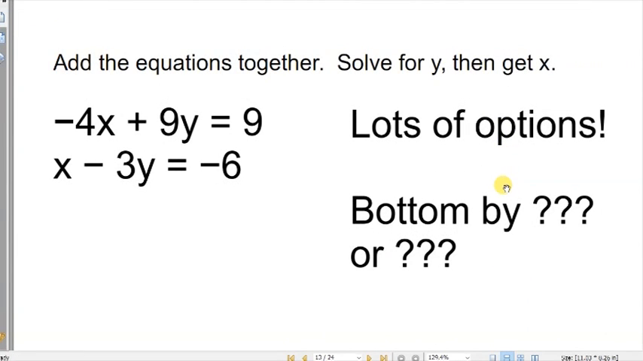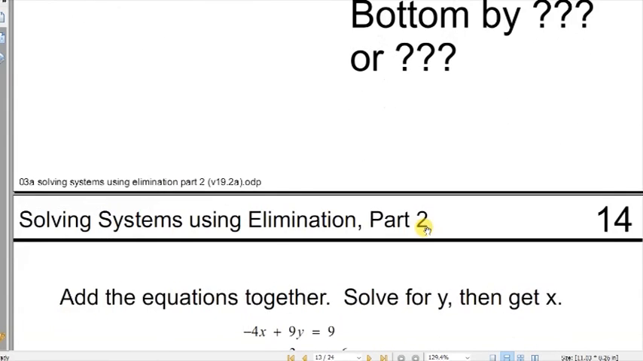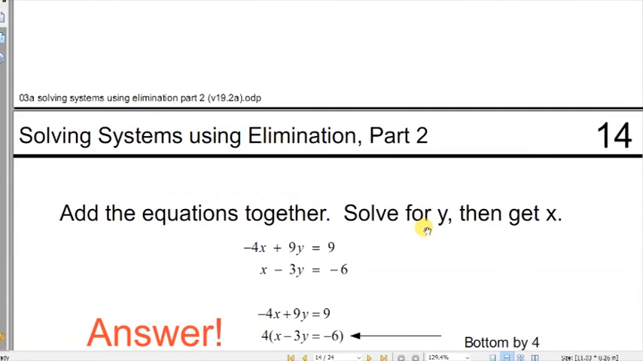All right. I'd like you to think about what you would do here, top or bottom, and what would you multiply it by? Give me some options. I'll pause it here and let's talk. All right, so I think we could do the bottom by 4 or the bottom by 3. Either one. Bottom by 4 and the x's go away. Bottom by 3 and the y's go away. Let's see, what do we do? My answer is built on bottom by 4. Okay, let's do bottom by 4.